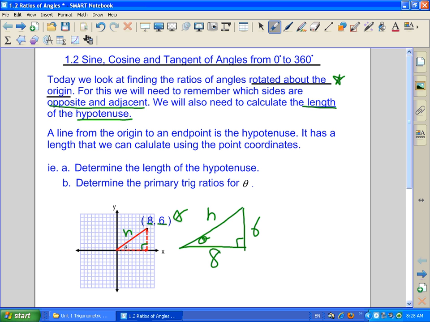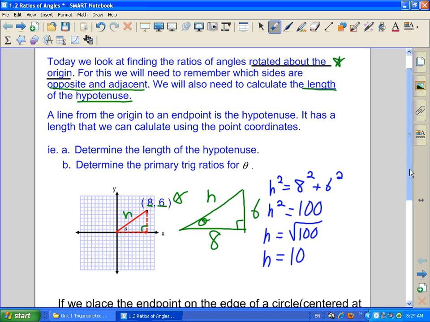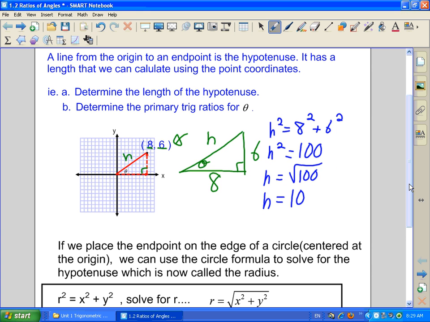So in order to find the hypotenuse, or the longest side length in our right triangle, we can remember Pythagorean theorem. So h squared equals 8 squared plus 6 squared. Okay, simplifying that through, h squared equals 100. And remember, to get h by itself, you have to take the square root of both sides. So h equals 10 units. Okay, so in that case, we would have that h equals 10. Then it says to determine the primary trig ratios.